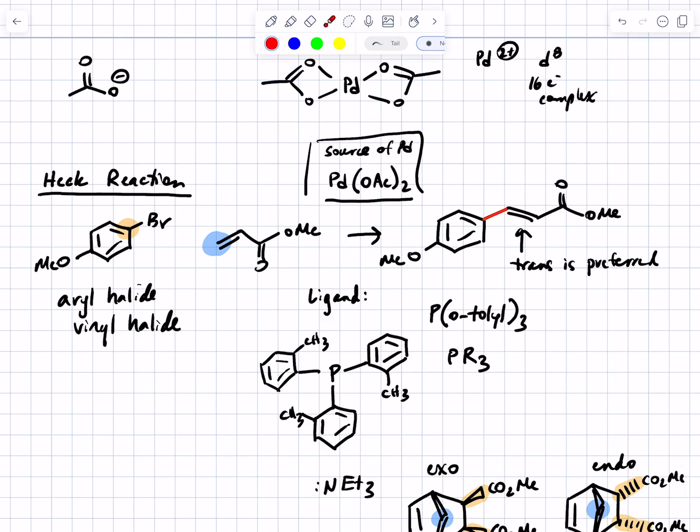Now, the interesting part of the story is that even though Professor Heck used palladium-2 as the starting material, palladium-2 is not the active catalyst. Instead, it's palladium-0. What ends up happening, and you don't need to understand how this happens, is that some amount of the phosphine ligands actually ends up reducing the palladium from palladium-2 to palladium-0. That can happen because phosphorus makes pretty strong bonds with oxygen.